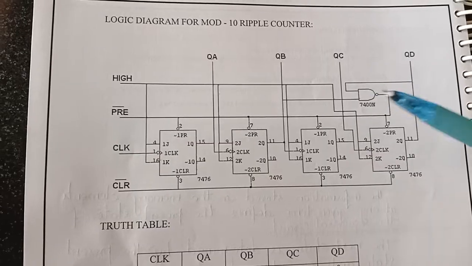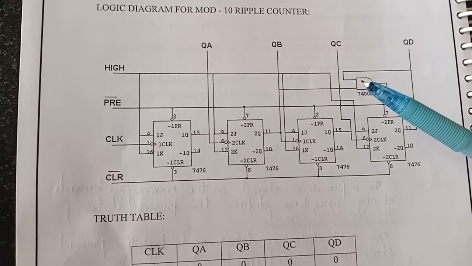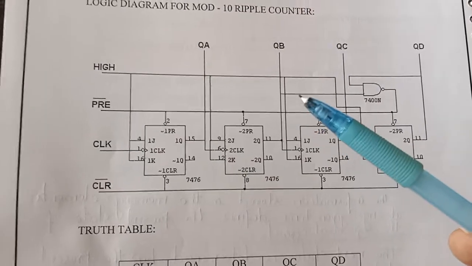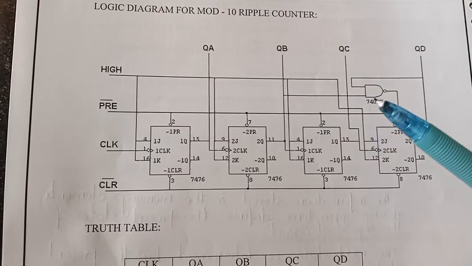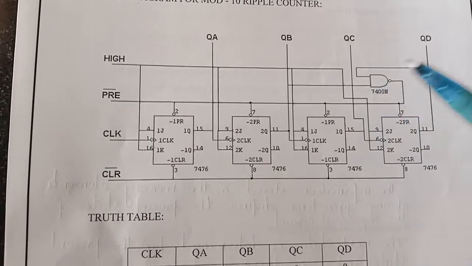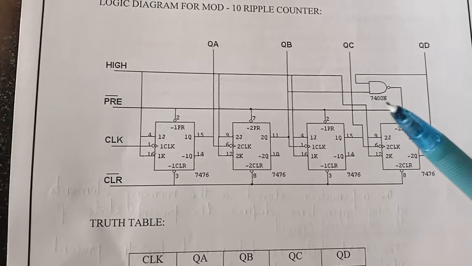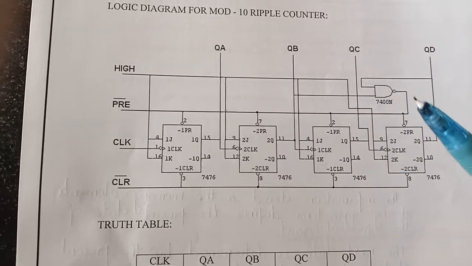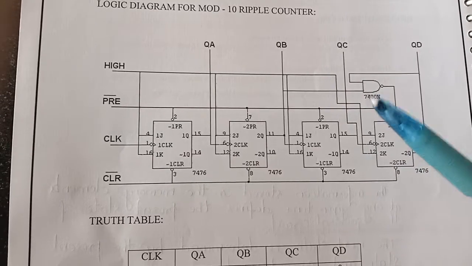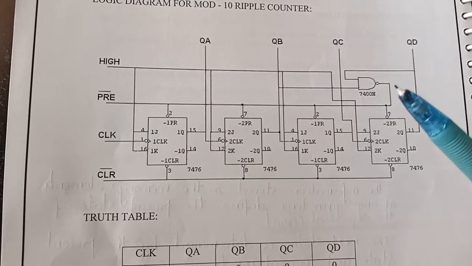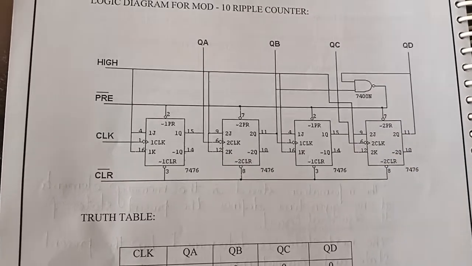Here, the output of QD is given to one input of the NAND gate, and the output of QB is given to the other input of the NAND gate. So one input is from QD, one input is from QB. Output 3 is taken from this third point and given to the preset of all the flip-flops. For this combination, this ripple counter counts the clock pulses from 0 to 10.